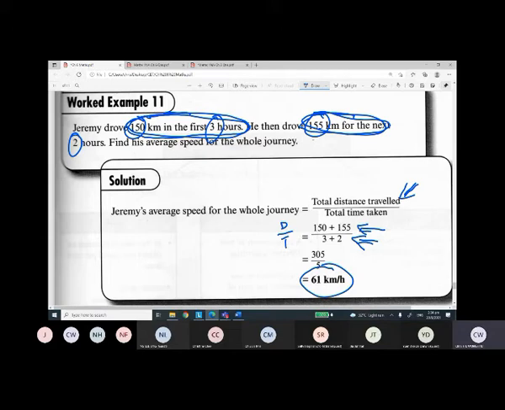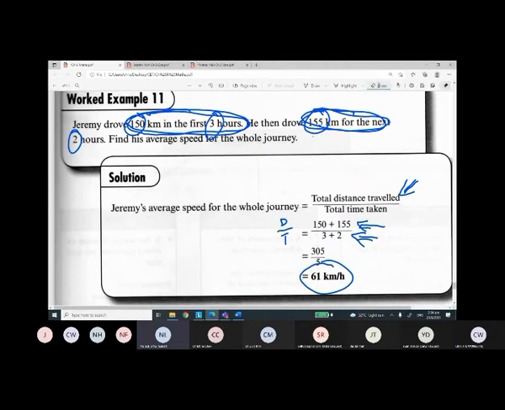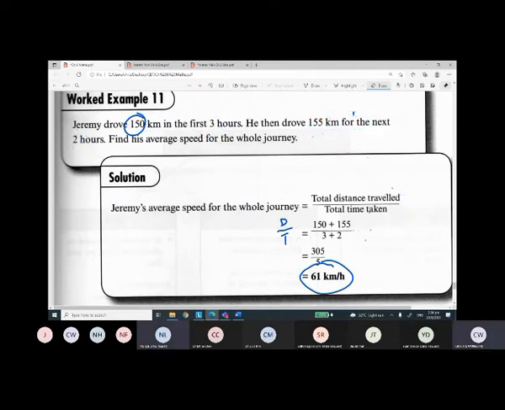So how do you do? Maybe Li-Ling, you tell us how you do it? Is it Li-Ling? Can you tell me how you do it? 150 km, 60 km. Where is 60 km? Divide by 150. 150 km divide by 3. Okay, hold on. Let's do what you did. Can we all do it together?